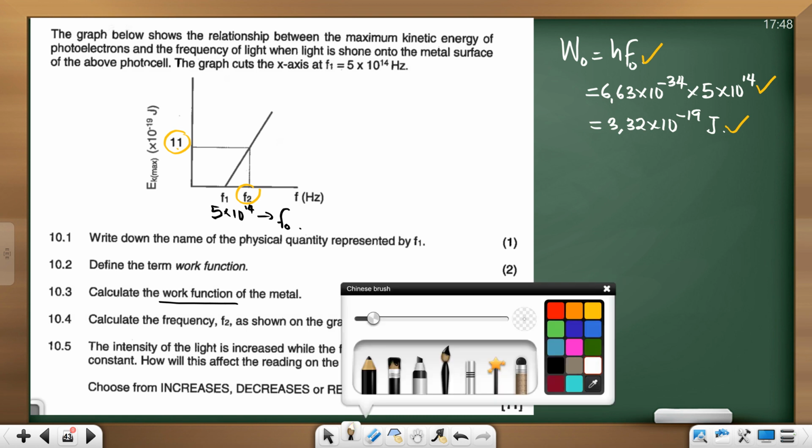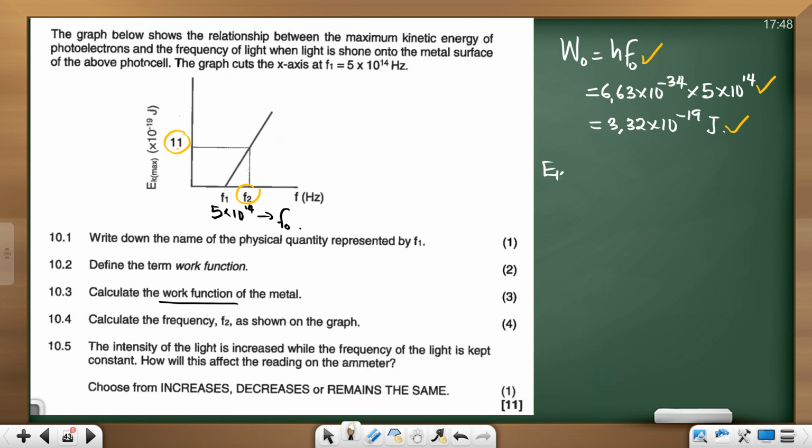So let's check. What are the things we have? We have EK. What is EK? 11 times 10 to the power negative 19 joules. Make sense, everybody? We have our work function. What's our work function? 3.32 times 10 to the power negative 19. What are we looking for? We are looking for F. Please take note, not threshold anymore.